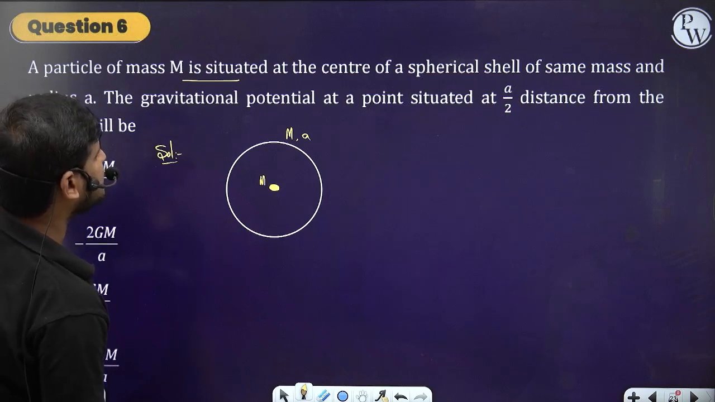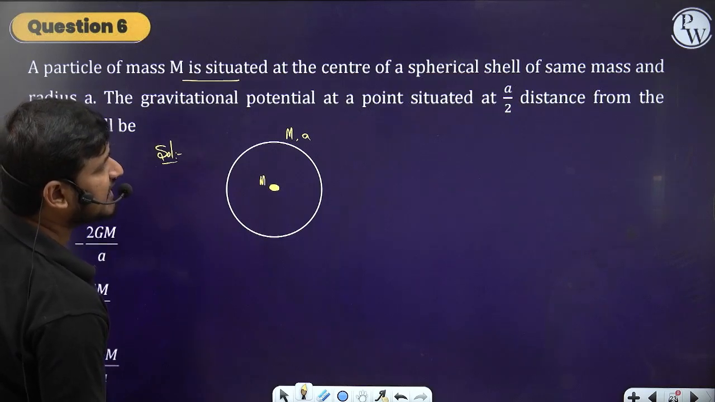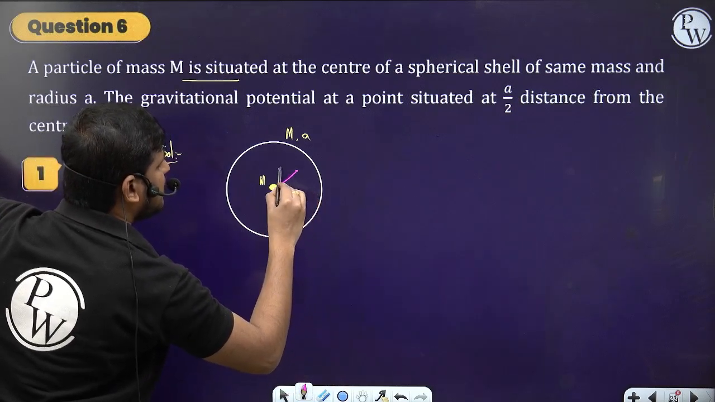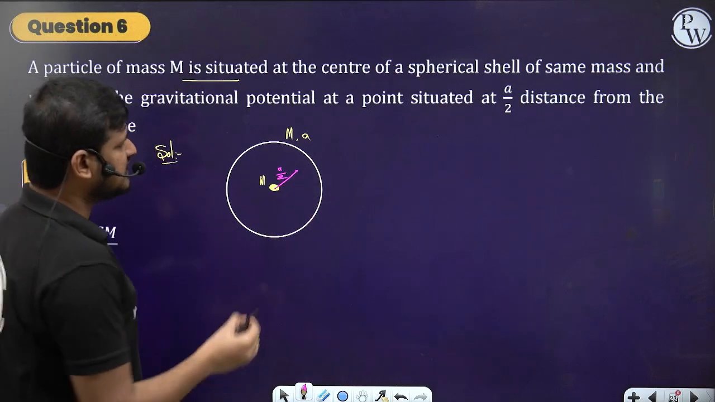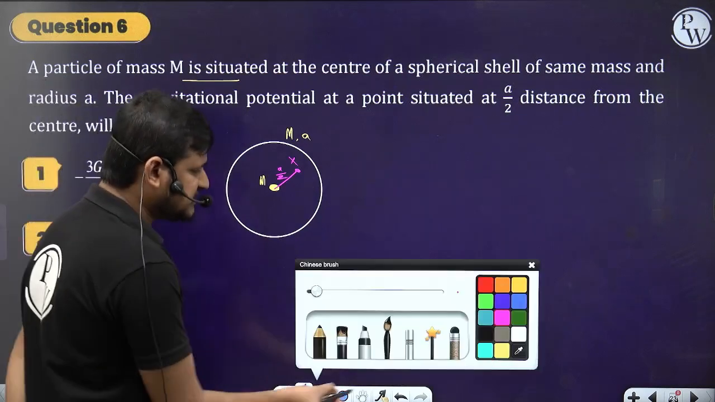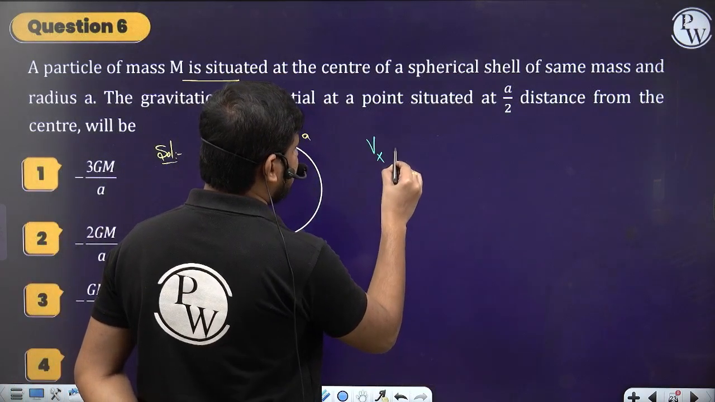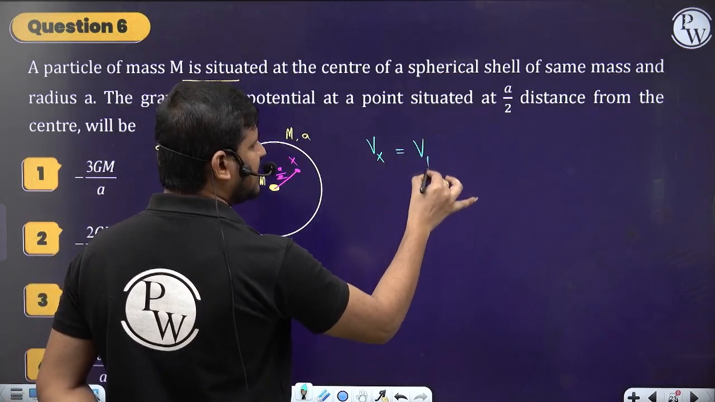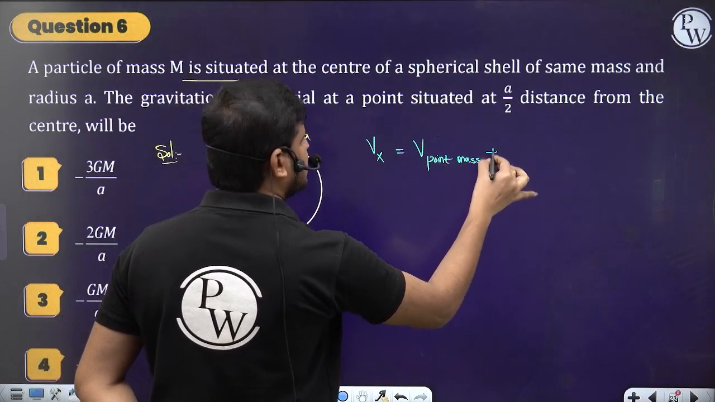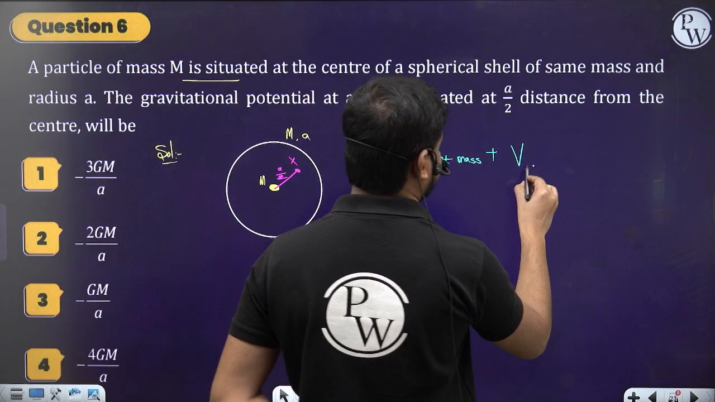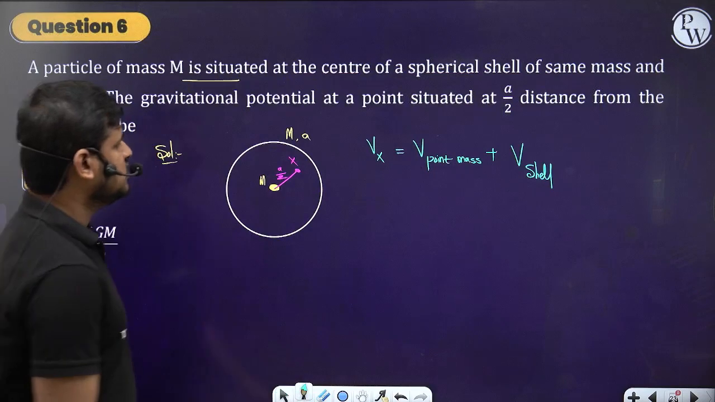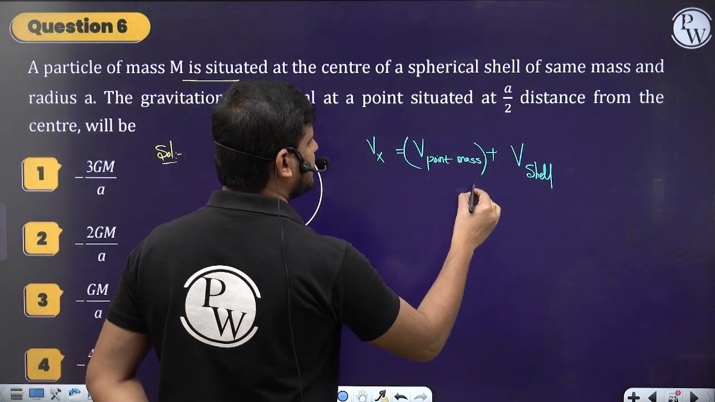So now we have to find the gravitational potential at a by 2 distance from the center. A by 2 distance from the center means somewhere around here. Let me call this point x. So what is the potential at x? It will be the potential due to the point mass plus the potential due to the shell.